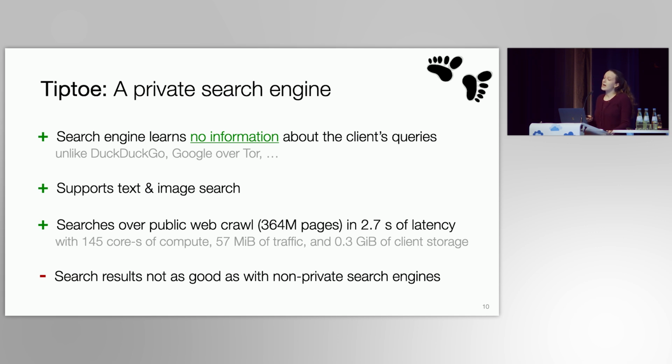And in particular, every query with Tiptoe is going to require roughly hundreds of core seconds of server-side compute, roughly 60 megabytes of client-to-server traffic, and roughly 0.3 gigabytes of local client-side storage. Now, the major caveat here is that Tiptoe's search results are not as good as those of Google or Bing, but we show that there's still an improvement over state-of-the-art private search.